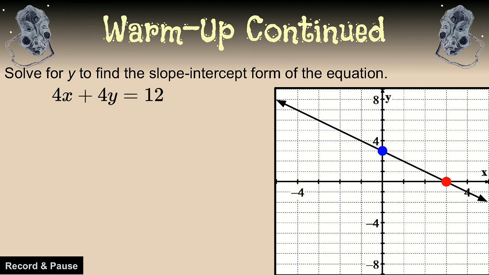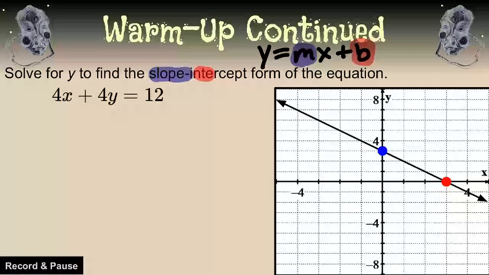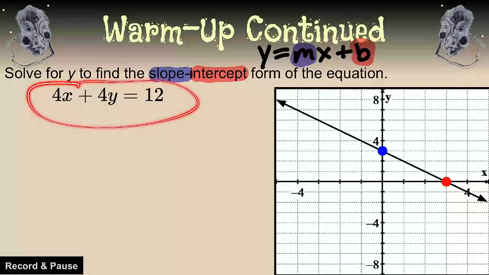Solving for y, remember the slope-intercept form is y equals mx plus b. And that is called the slope-intercept form of a linear equation. And so we need to get y by itself, that is solving for y. It's on one side of the equal sign by itself. So that's what we need to do in this equation.